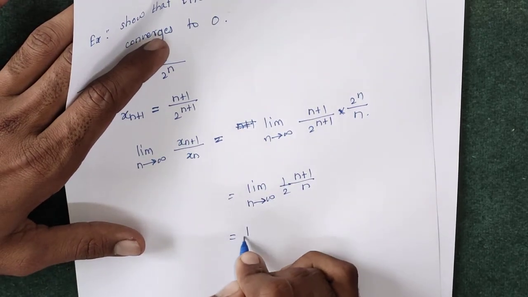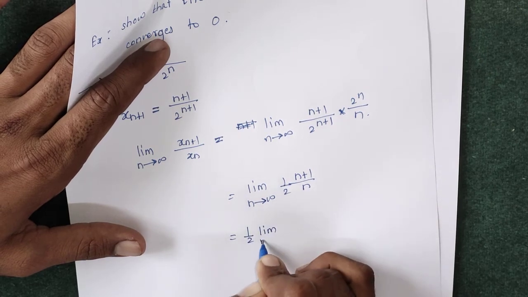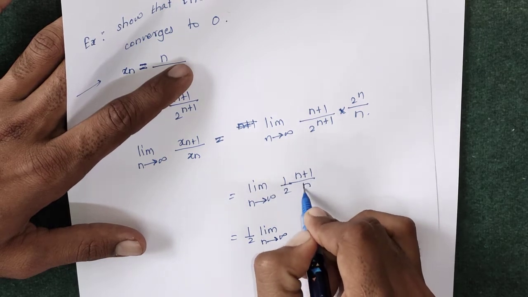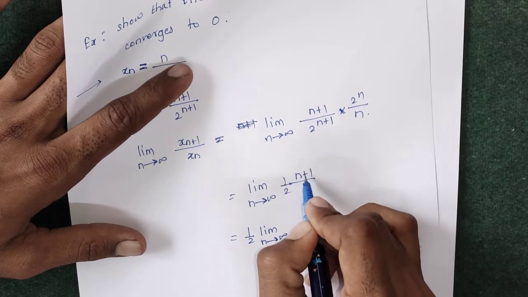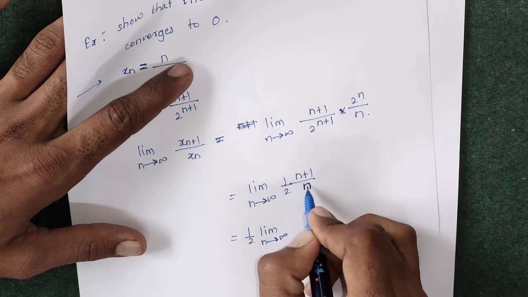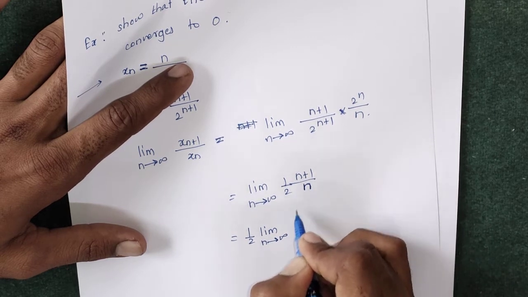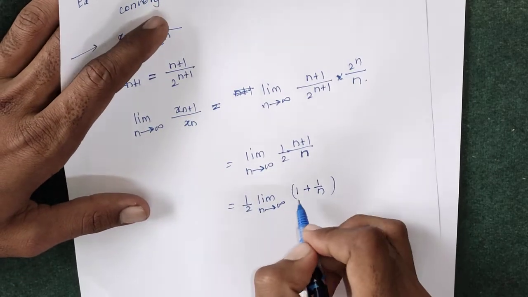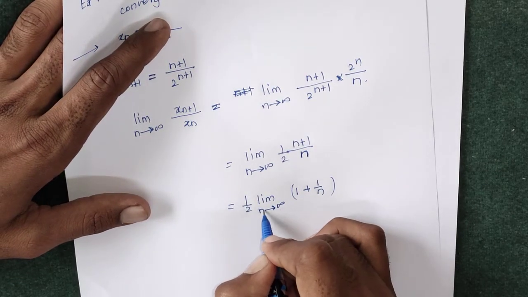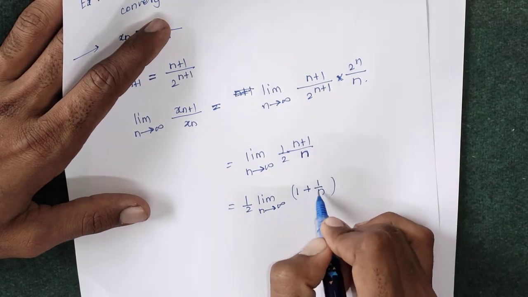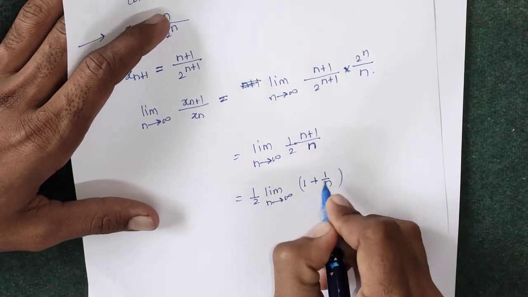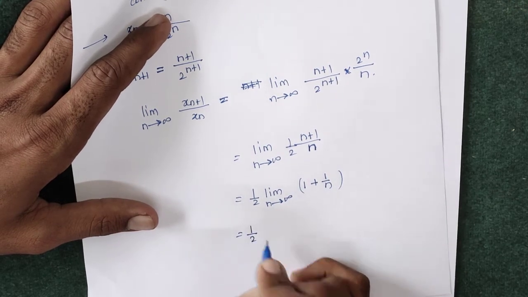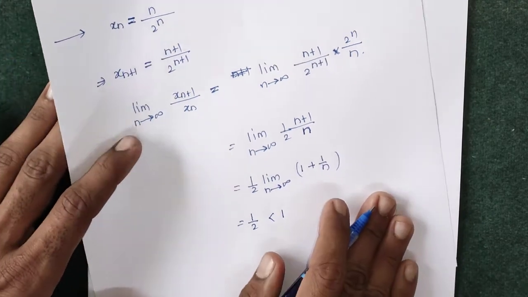We can again simplify this by taking 1 by 2 outside the limit as n tends to infinity. If you take n common and divide by n on both sides, separating the denominator, n by n is 1 plus 1 by n. Now the limit as n tends to infinity of (n+1) by n: if n is equal to infinity, then 1 plus 1 upon infinity, 1 upon infinity is 0, 1 plus 0 is 1, and 1 into 1 by 2 is 1 by 2. So this limit is 1 by 2, which is less than 1.